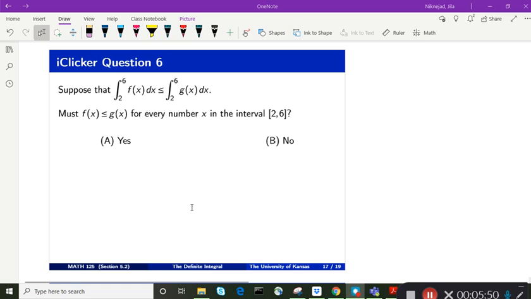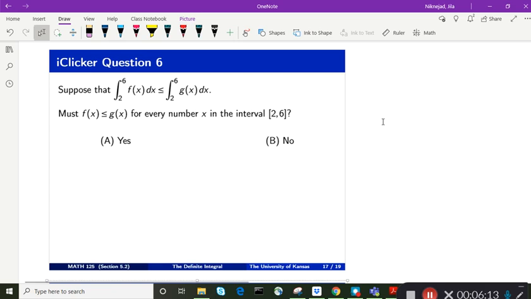I click at question 6. Suppose that the integral from 2 to 6 of f of x dx is less than or equal to the integral from 2 to 6 of g of x dx. Must f of x be always less than g of x for every number x in the interval 2 and 6? So think about this, see if you can find a counterexample or not.